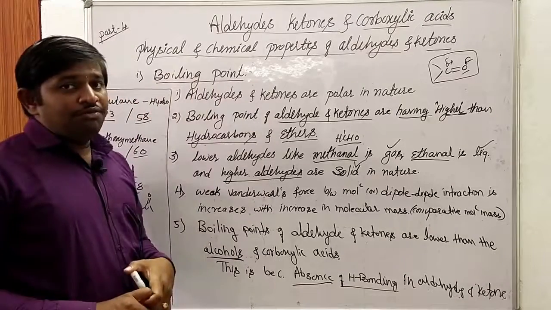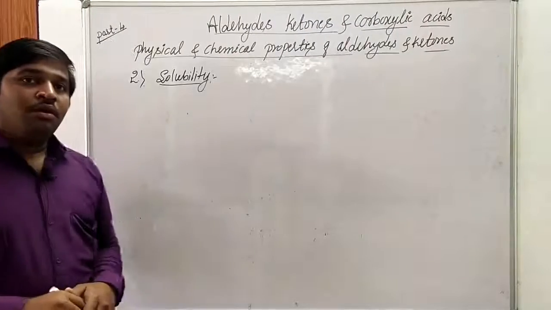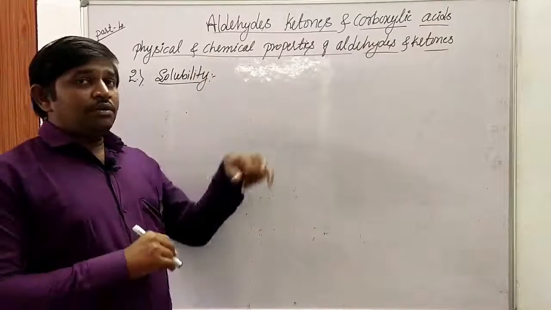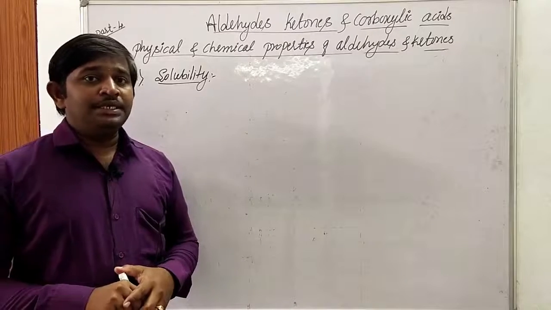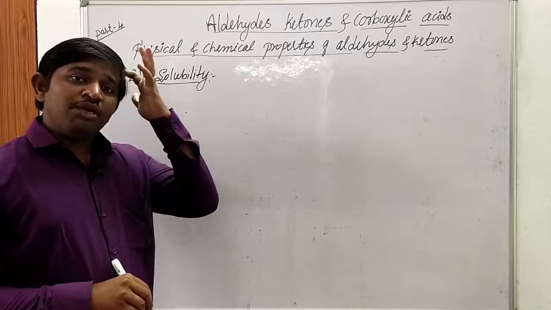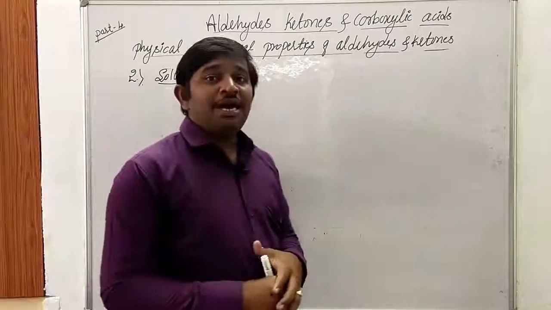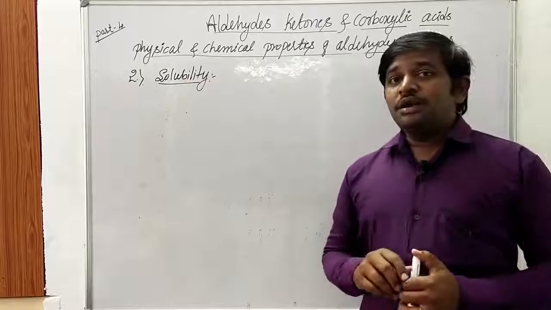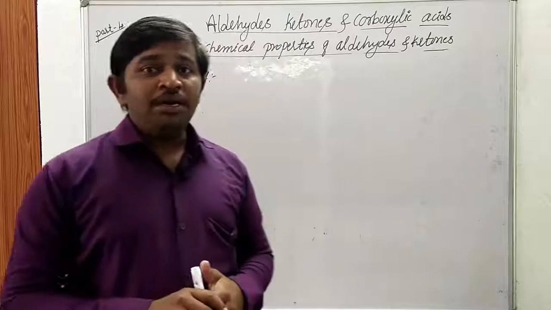Now let us consider the next important physical property of aldehydes and ketones, that is solubility. What happens to the solubility of these aldehydes and ketones? The lower aldehydes and ketones are soluble in water, because they are able to form hydrogen bonds with water molecules. Lower aldehydes such as methanal, ethanal and propanal can easily dissolve in water.